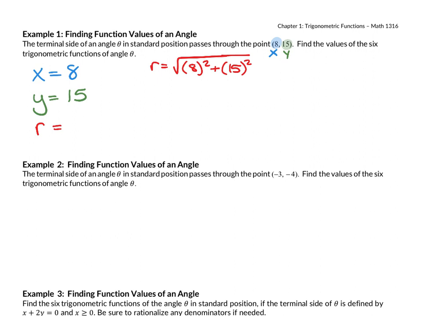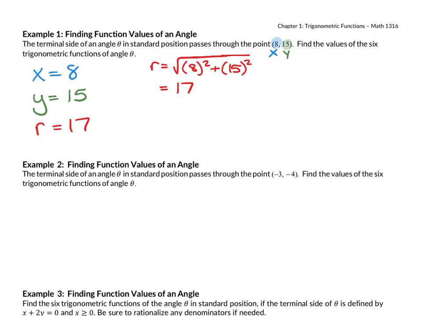This is where we turn to our calculator. What is the square root of 8 squared plus 15 squared? Did your calculator return to you a nice pretty number? 17. Okay, fabulous. So we got that r is equal to 17. When the calculator gives us a pretty number, we're good to go. If it gave us a decimal, we'd have to do something else that we will get to later.